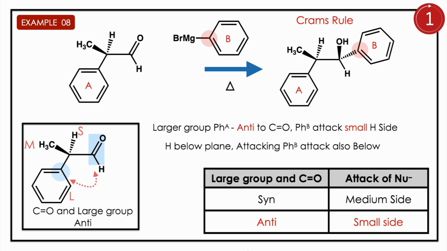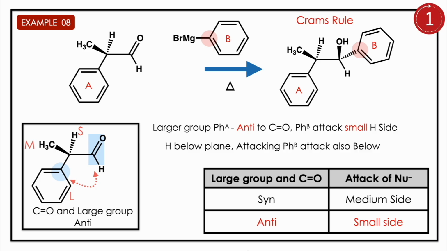Here you have a chiral carbon at the alpha position. You have a carbonyl. There is no coordinating group, so obviously it follows Cram's rule. So let us mark the large, small and medium groups. Here the small group is hydrogen, the methyl group is the medium group, and the large group is the phenyl group.